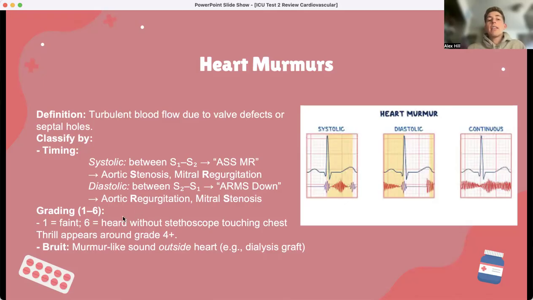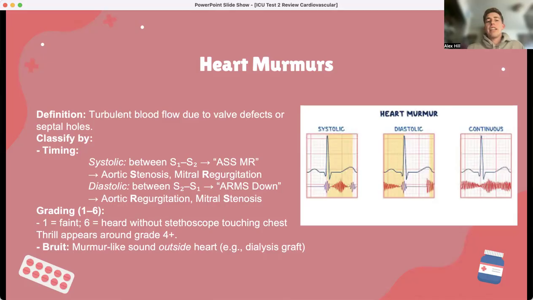Now, the opposite with diastolic, when your heart's resting, we don't want the blood to come from the aorta back into the ventricle, filling it up. That would be aortic regurgitation. And we also want that blood to be able to flow well from the atrium into the ventricle.